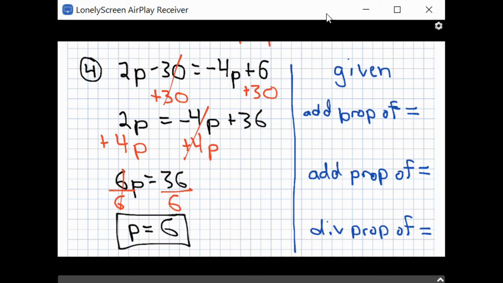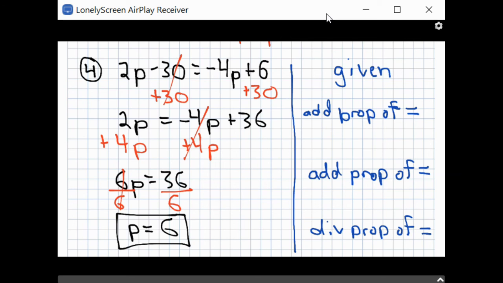So start with the given, and then just watch what you do. And if you add, it's the addition property. If you subtract, it's the subtraction property, division, multiplication. If you have to distribute, then that's the distributive property of equality. And so again, it seems kind of tedious, but one, it's good practice for your algebra. Two, it's getting you used to every time you solve something, you have to explain it.